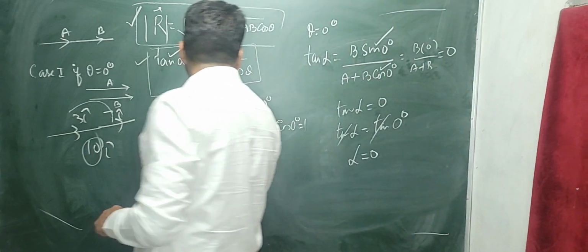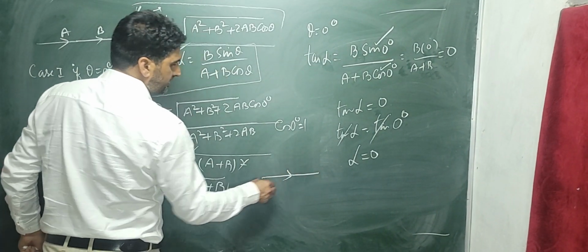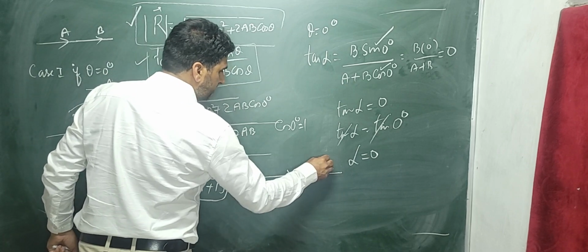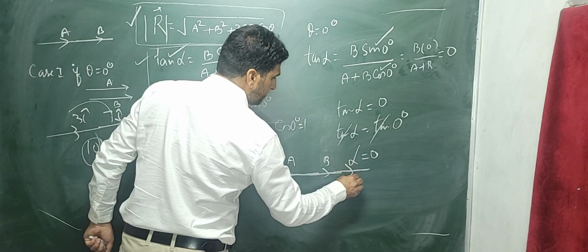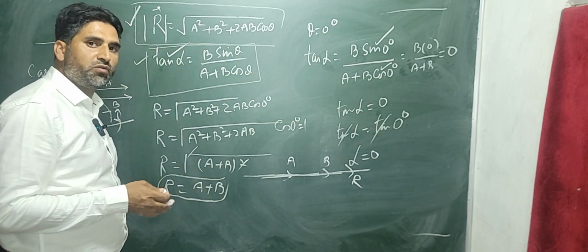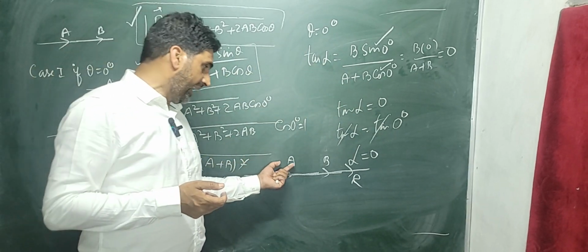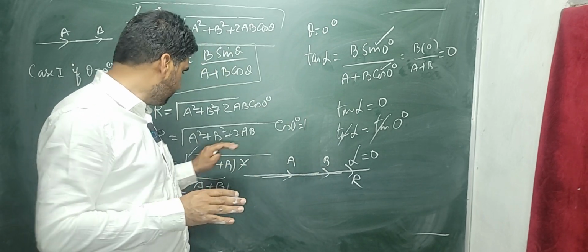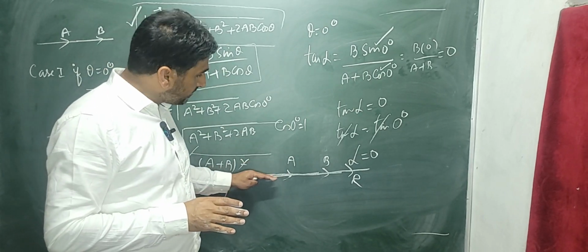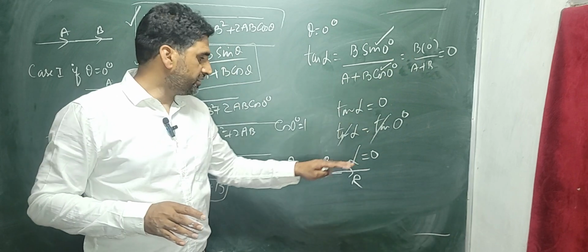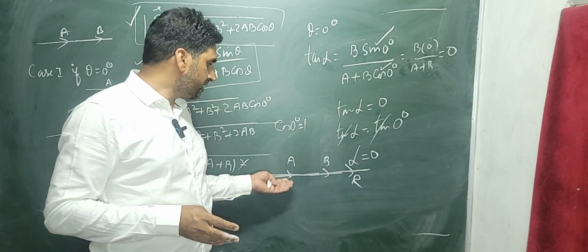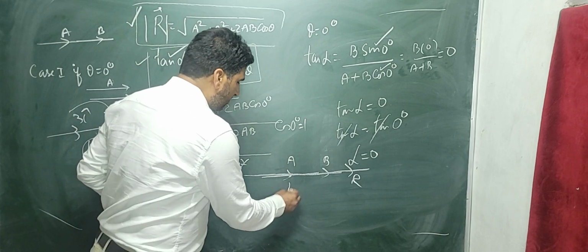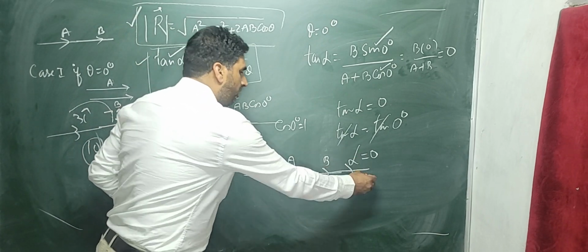So this means if A is moving along this direction and B is moving along the same direction, this is A, this is B, the resultant R will be along the same direction. There is no variation of the result. One, adding them algebraically gives the magnitude part, and the direction part will be along the same direction, along the direction of A and along the direction of B. Means if A is along i and B is along i, your R will be along i.